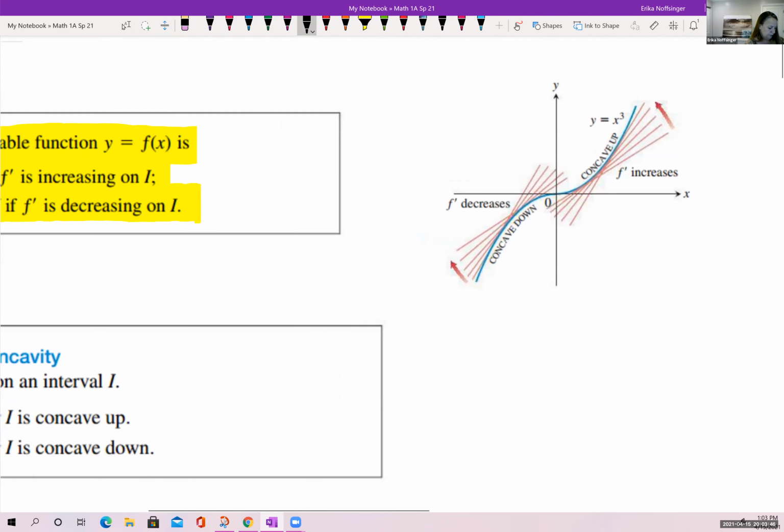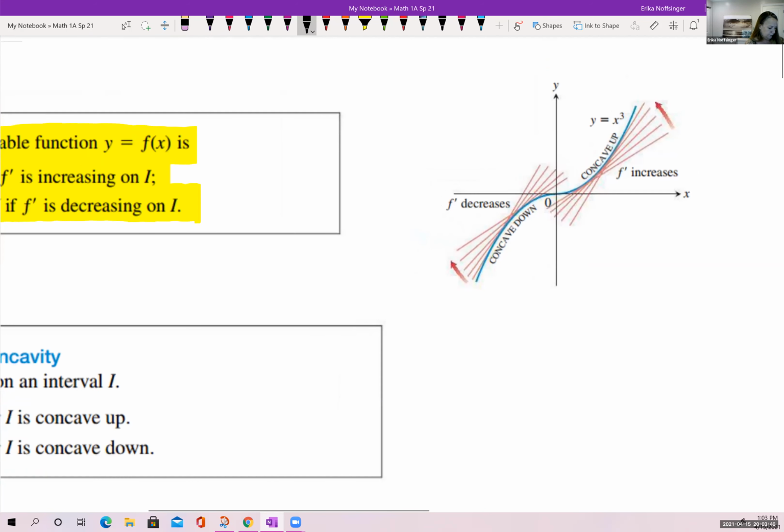To find out where a function is concave up and concave down, we need to find the second derivative. And we're going to find those values of the second derivative where it's equal to 0 or undefined. And so this is the second derivative test for concavity. We're going to let y equal f of x be twice differentiable on some interval I. If we find that the double derivative is greater than 0 on I, then we say that that function is concave up on I.